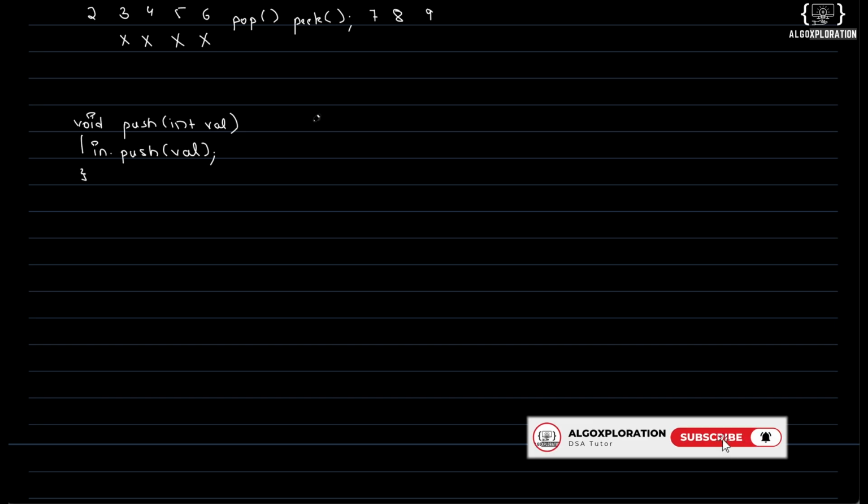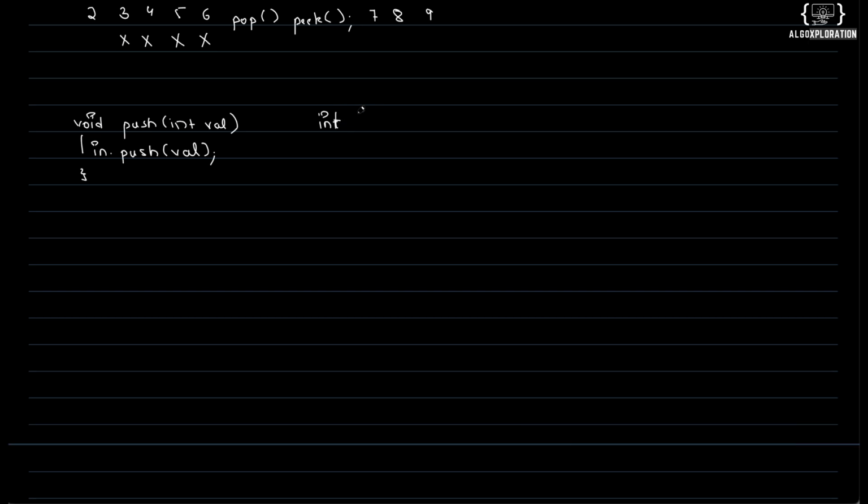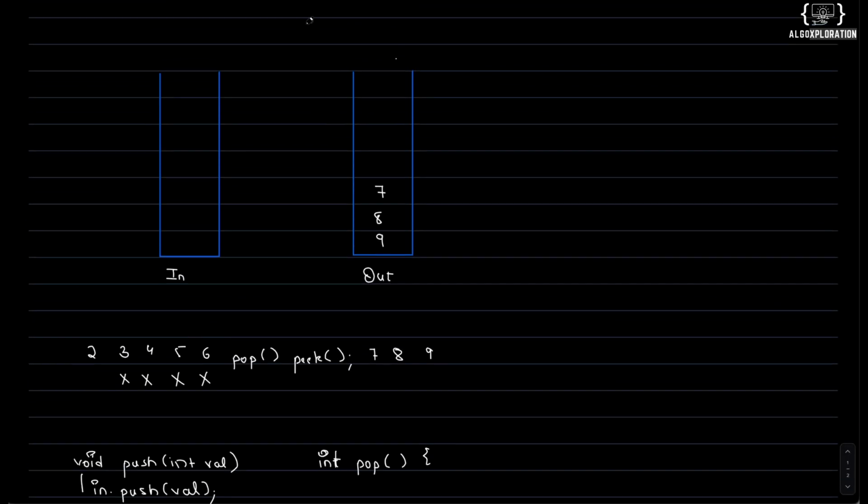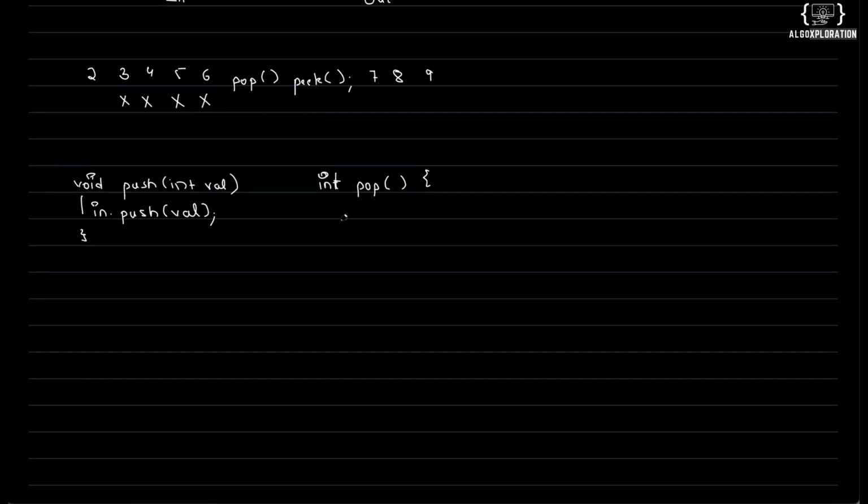Okay, now what to do when it comes to pop? Since we are popping it, after popping we need to return that value, right? So int pop. Now see, over here we have used stack. So when I want to pop it, the top of the stack will be deleted, right? But I don't want that. I want to delete the first element which has entered. So first I'll check if the in stack is empty or not. So I'll basically make a function move if necessary. I'll call this function first.